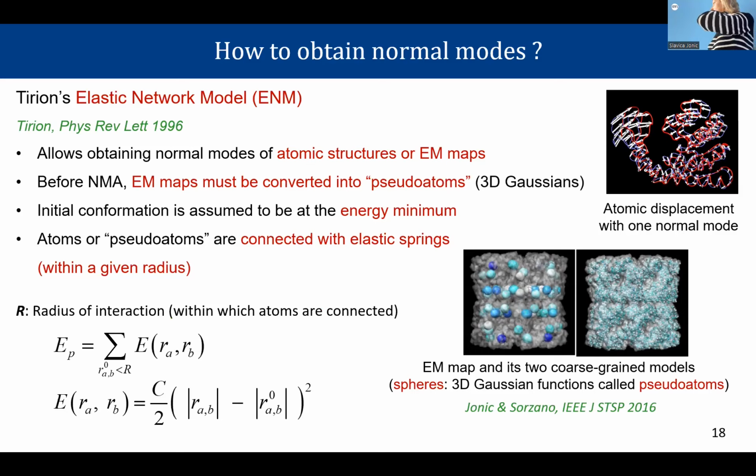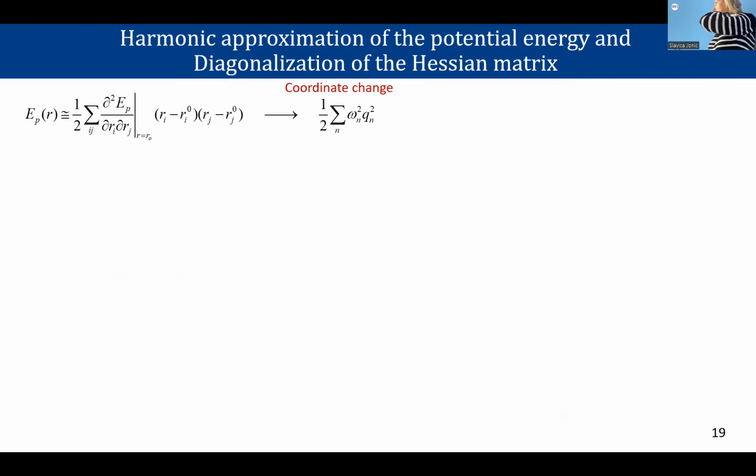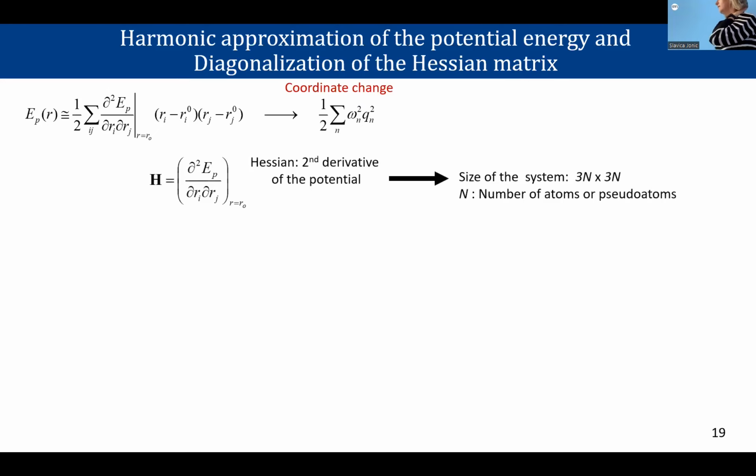And the potential energy function is given in this form. There is a sum of square terms of differences between the distances of two atoms A and B in the initial structure and in the displaced structure, with a stiffness constant. These simple potentials allow you to get the normal modes through the Hessian matrix, which is the second derivative of the potential.